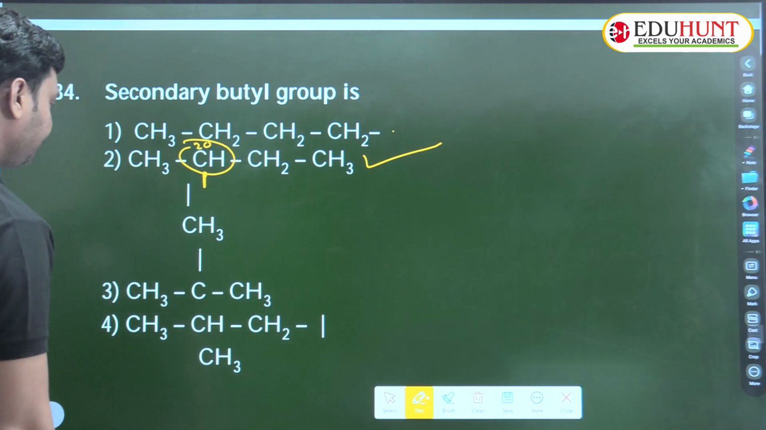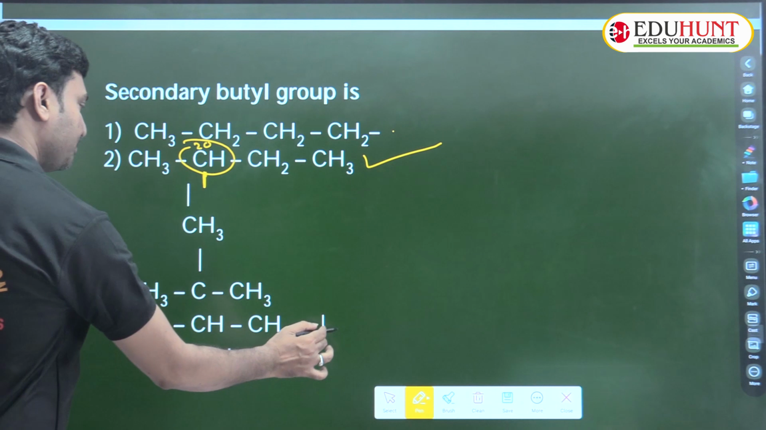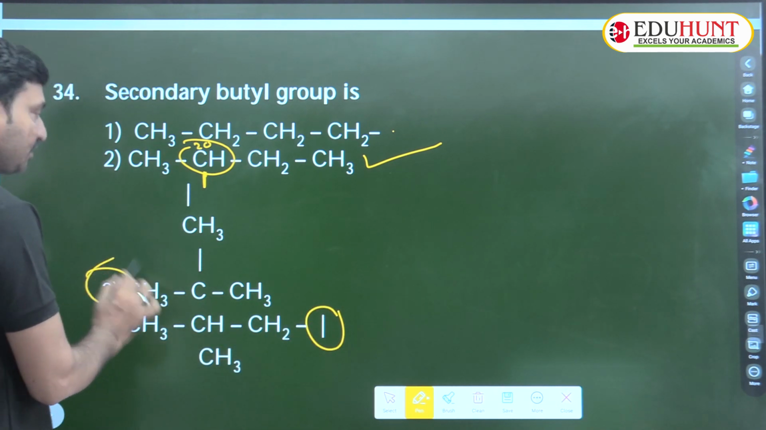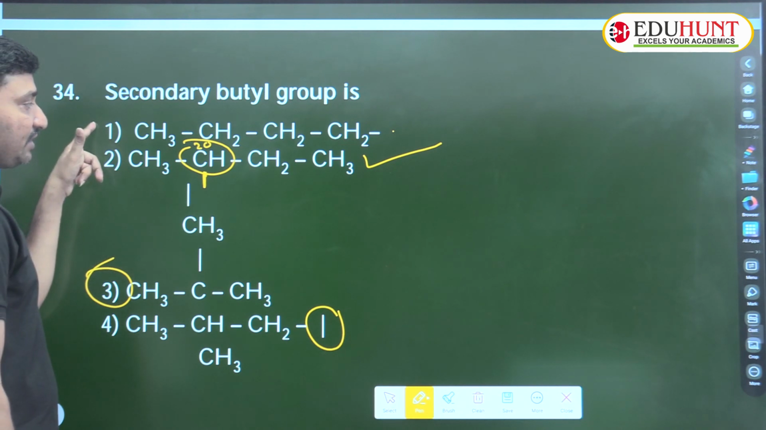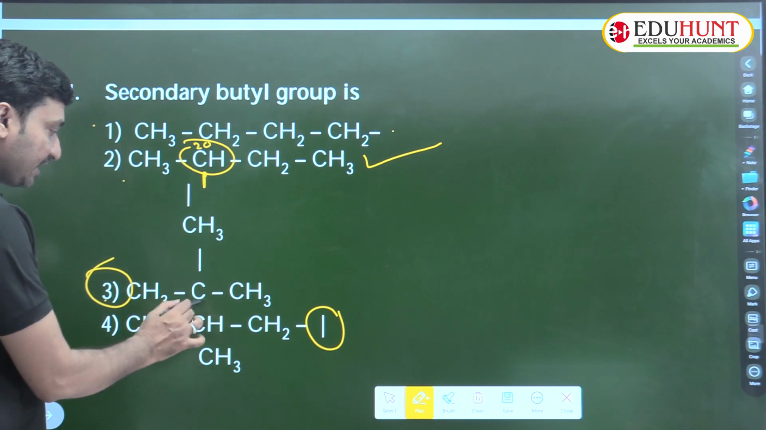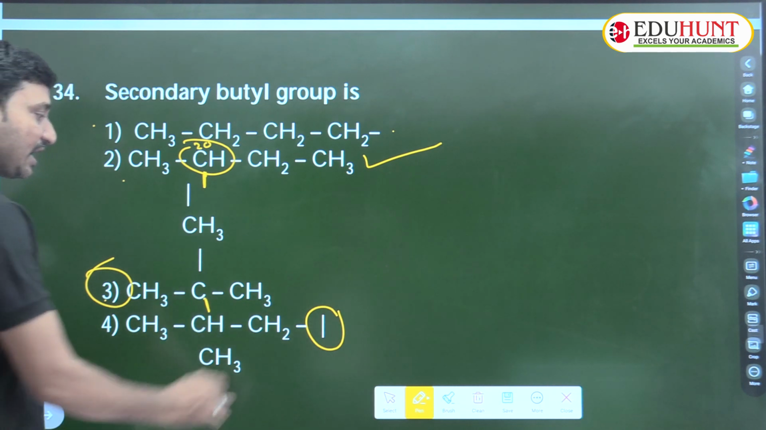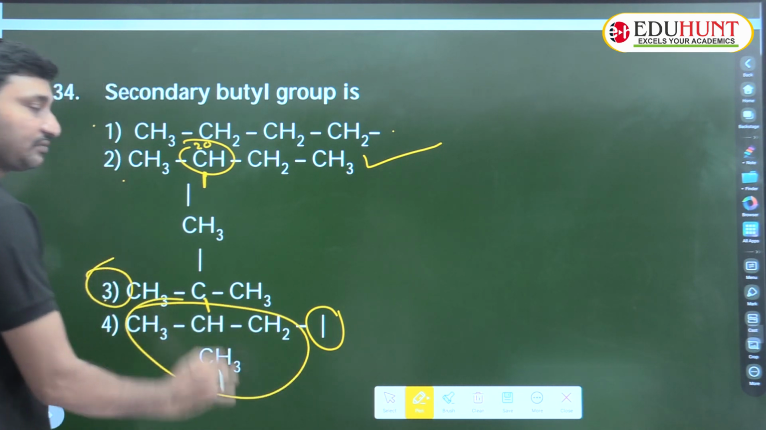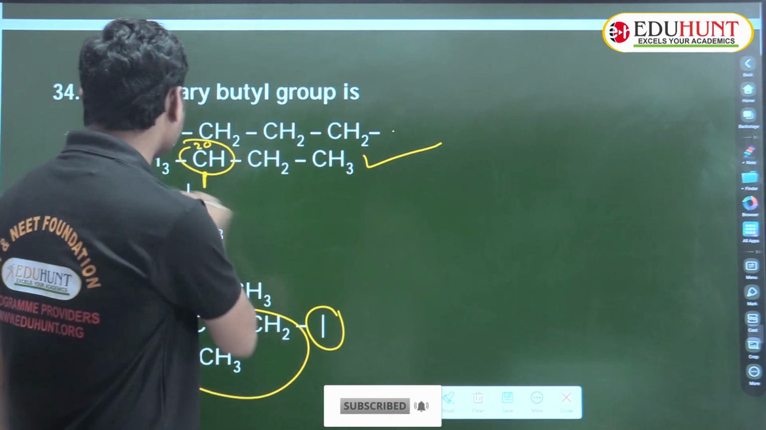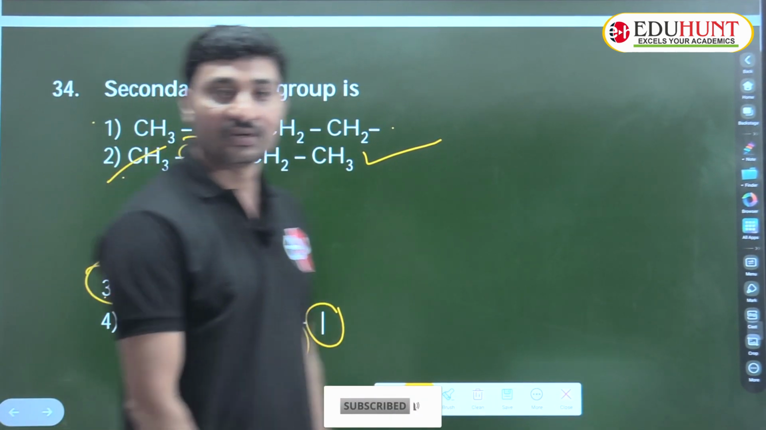Next one. This one is isobutyl, which we already discussed. And this one is tertiary butyl. First one N-butyl, second one secondary butyl, third one tertiary butyl. Here the bond is there. Fourth one is isobutyl. But the question is, which one is secondary butyl? So what is the right answer? Second option. Clear?